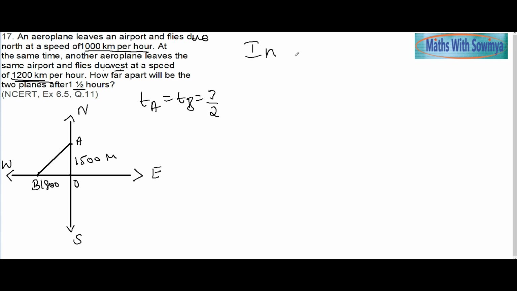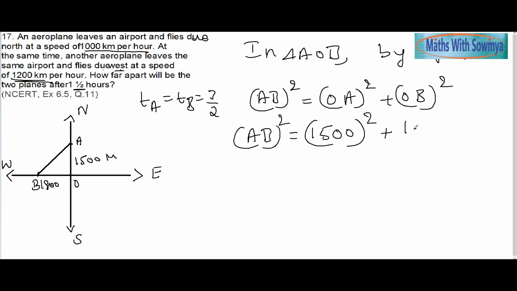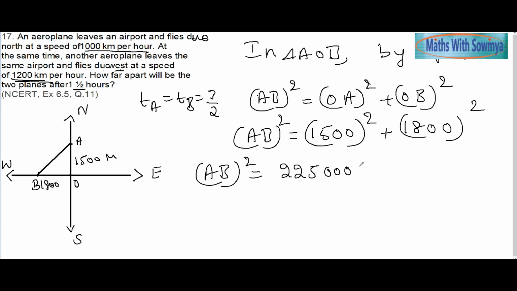So, now in triangle AOB, by Pythagoras theorem, we can say AB square is equal to OA square plus OB square. So, what will be AB square? 1500 whole square plus 1800 whole square. Just 15 we are going to square. 15 square is 225. 2 zeros will become 4 zeros. 18 square is nothing but 324. 2 zeros will give me 4 zeros.